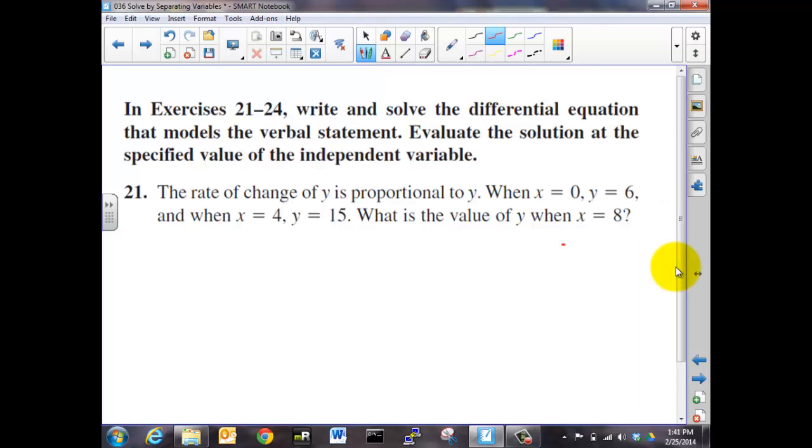Write and solve the Diffie Q that models a verbal statement. That's what we just did. Evaluate the solution at the specified value of the independent variable. Okay? So let's focus on the first part first. The rate of change of y is proportional to y.